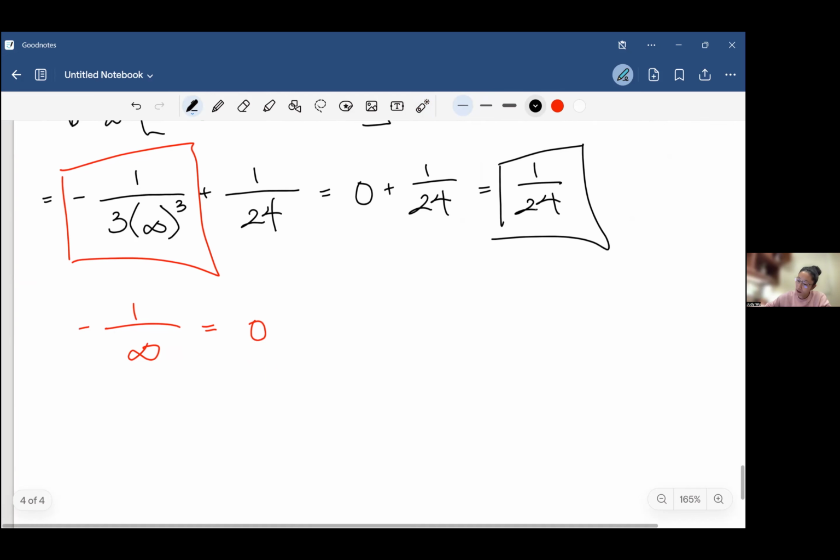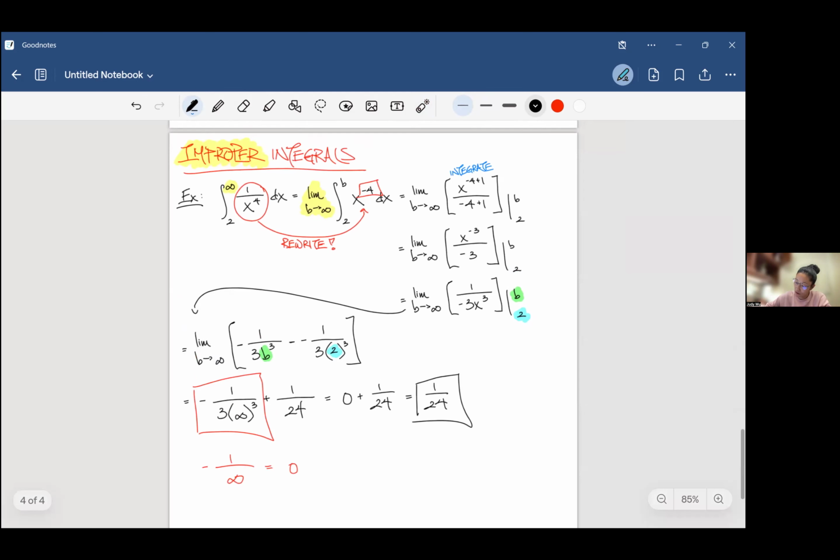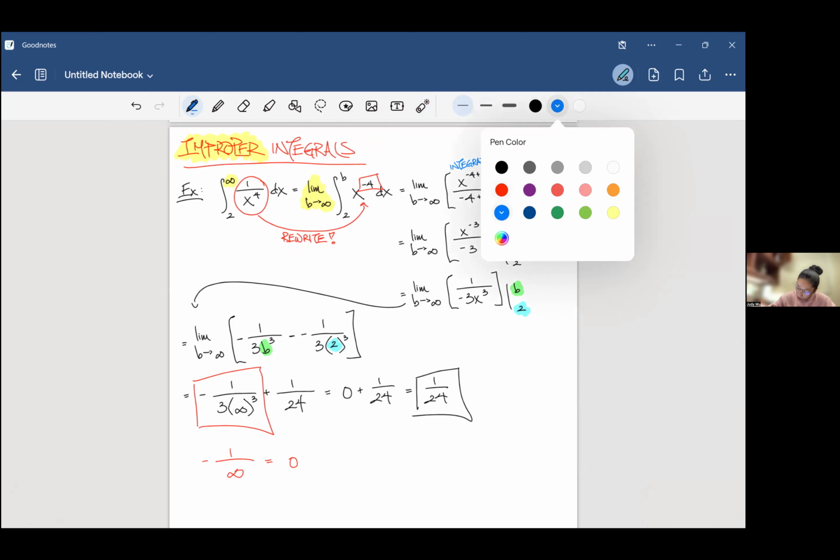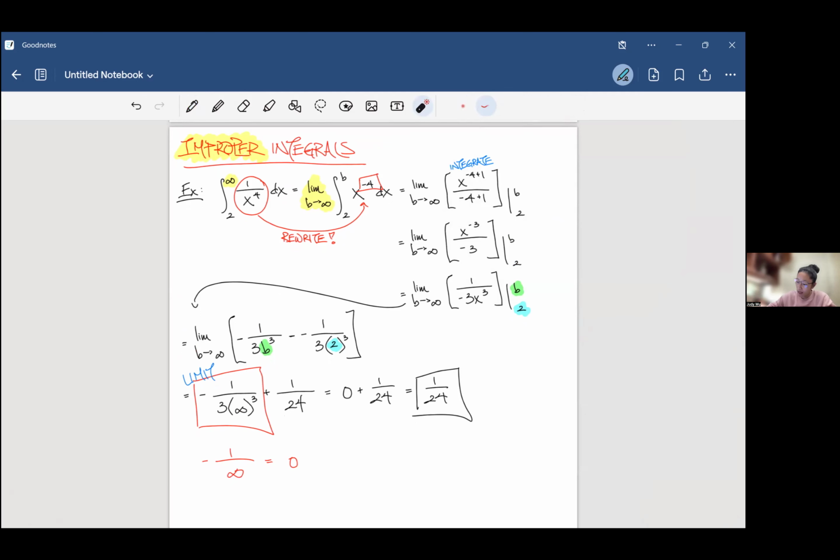Okay. So let's look at this whole question on one page for a moment. I did my improper integral, I integrated, and then I took my limit. That's what's happening down here. And after I took my limit, I got a number.